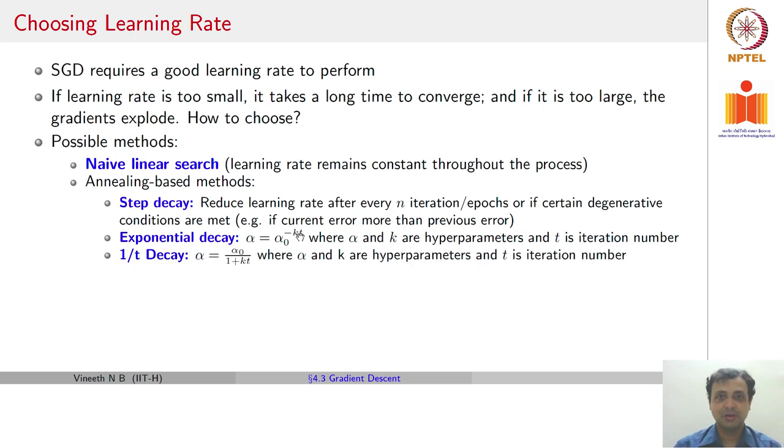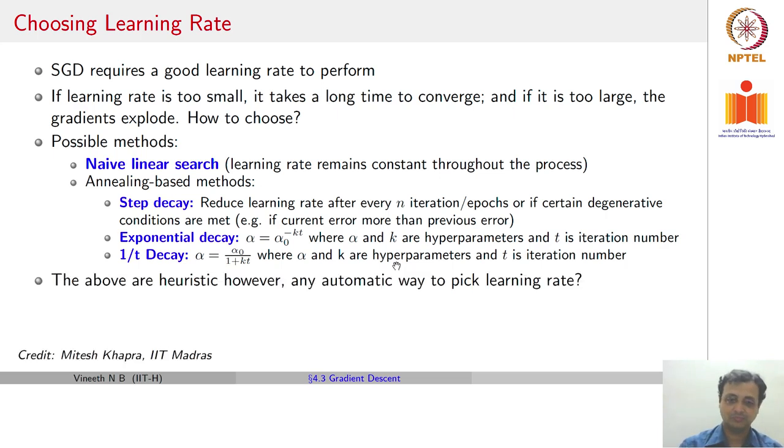You can also use a simple 1 by t decay formula, where you start with an alpha naught and alpha at a particular time step is given by alpha naught divided by 1 plus kt, where alpha naught and k are hyperparameters and t is the iteration number. All of these, as you can see, are heuristics. We're just saying, let's do one of these and maybe it will work. Can we do something better?